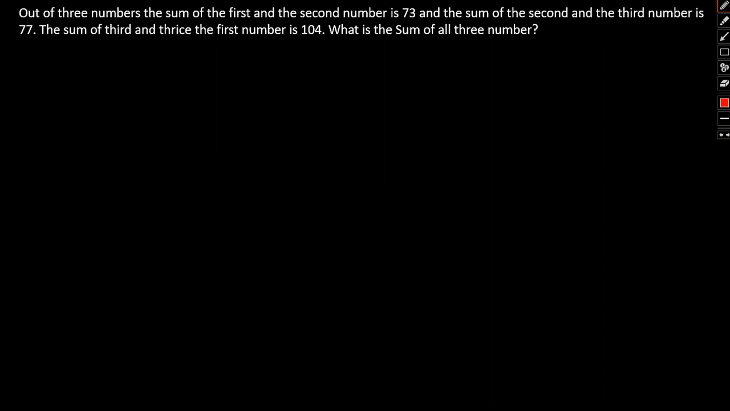Okay, so suppose I take three numbers, A, B and C. So it's given A plus B is equal to 73. Sum of second and third number, so B plus C is 77. And sum of third and thrice the first number, so 3A plus C is 104.